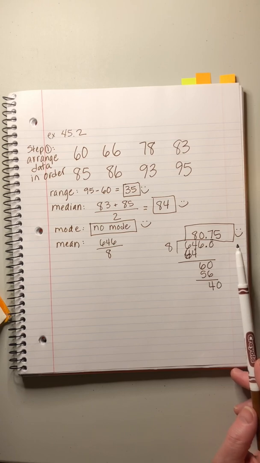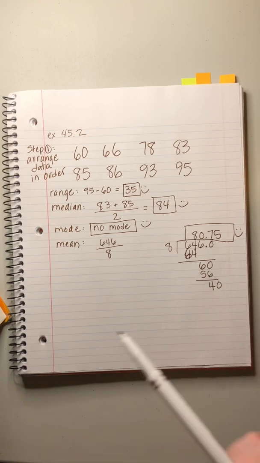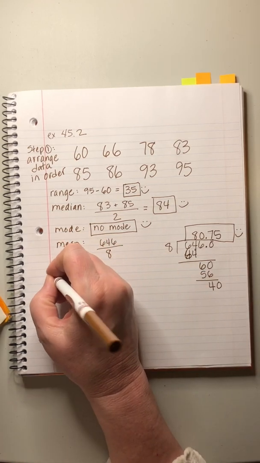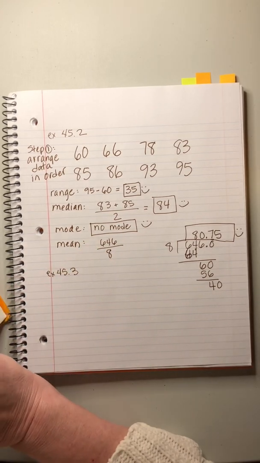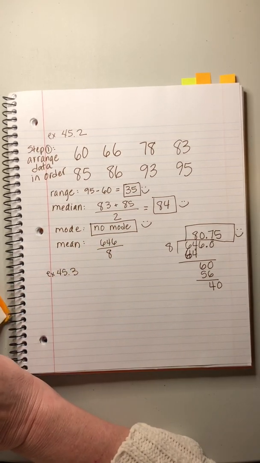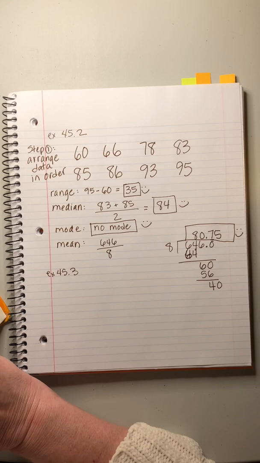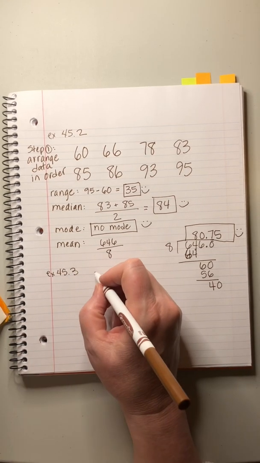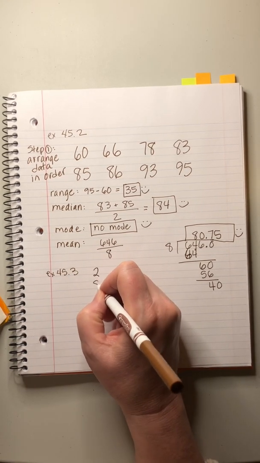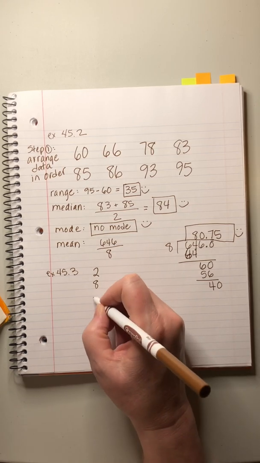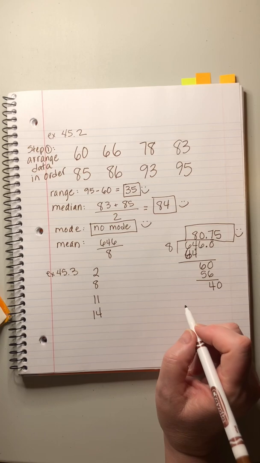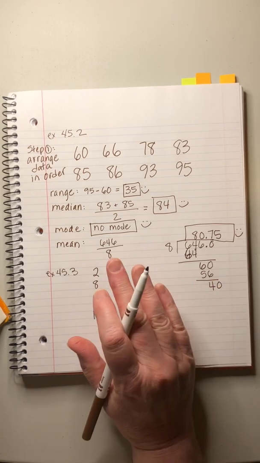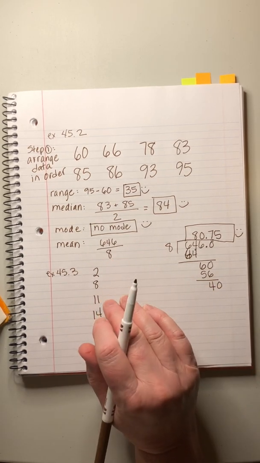All right, and that leads us into our last problem, which is a spin on some problems we've already been doing. The mean of 5, maybe it's another class. The mean of 5 numbers is 10. 4 of the numbers are 2, 8, 11, and 14. Find the 5th number.